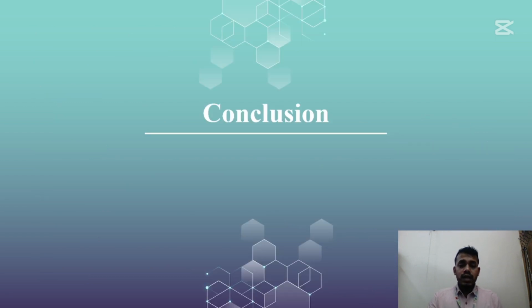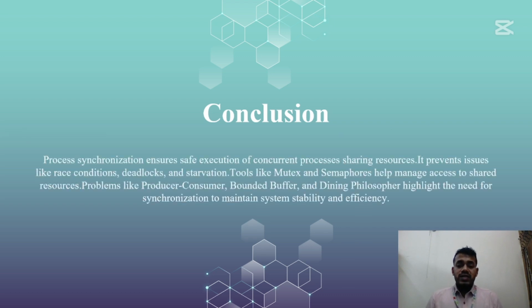Next, conclusion. From the presentation, we understand that process synchronization ensures safe execution of concurrent processes sharing resources. It prevents issues like race condition, deadlocks, and starvation. Tools like mutex and semaphore help manage access to shared resources. Problems like producer consumer, bounded buffer, and dining philosopher highlight the need for synchronization to maintain system stability and efficiency.